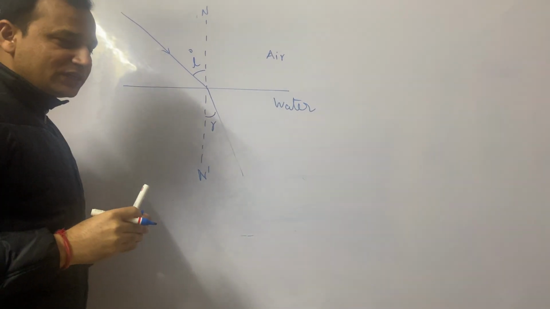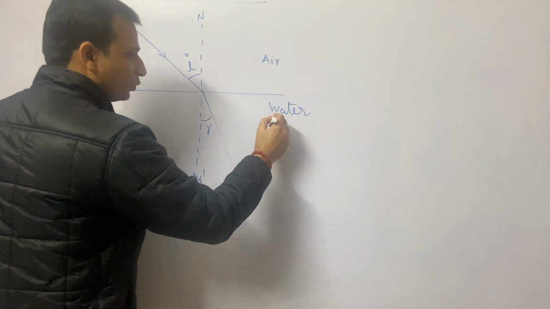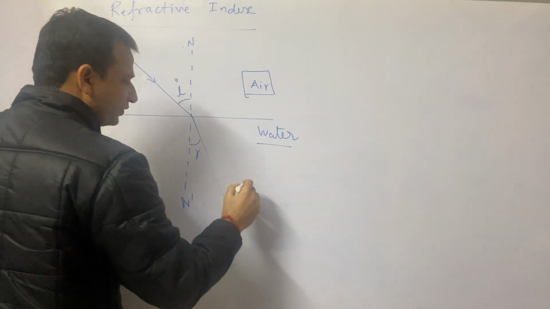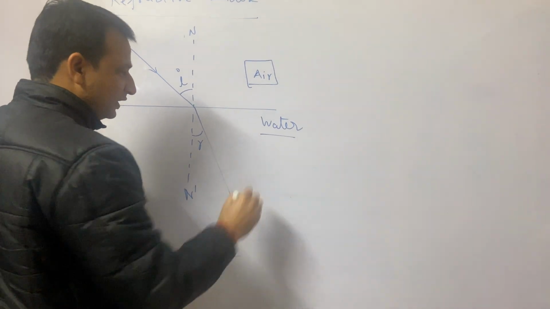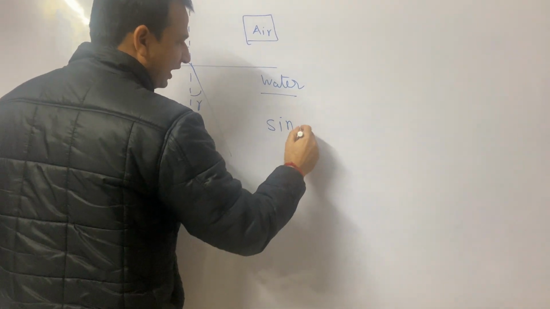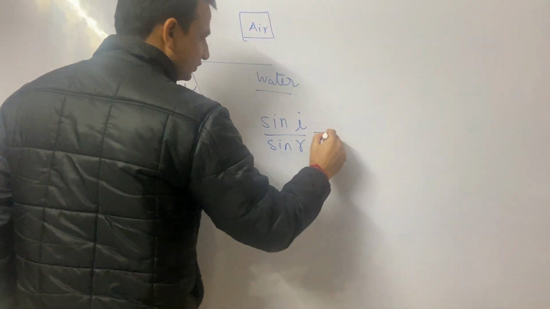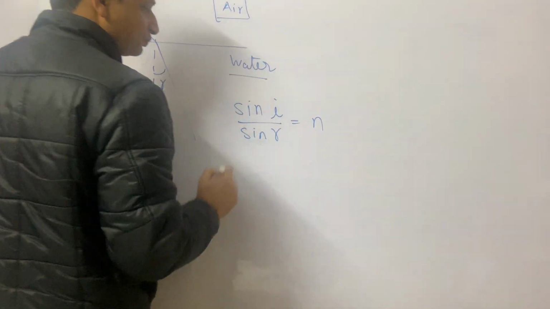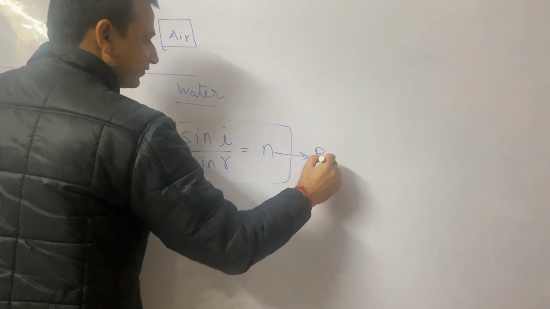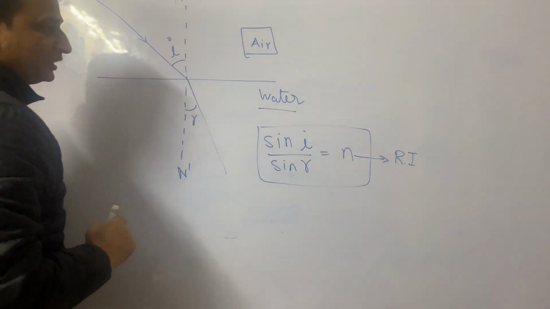To find out how dense the second medium, in this case water, is compared to air, we use a formula which is called Snell's law. And Snell's law is sine i by sine r is equal to n. Now what is n here? n is the refractive index.